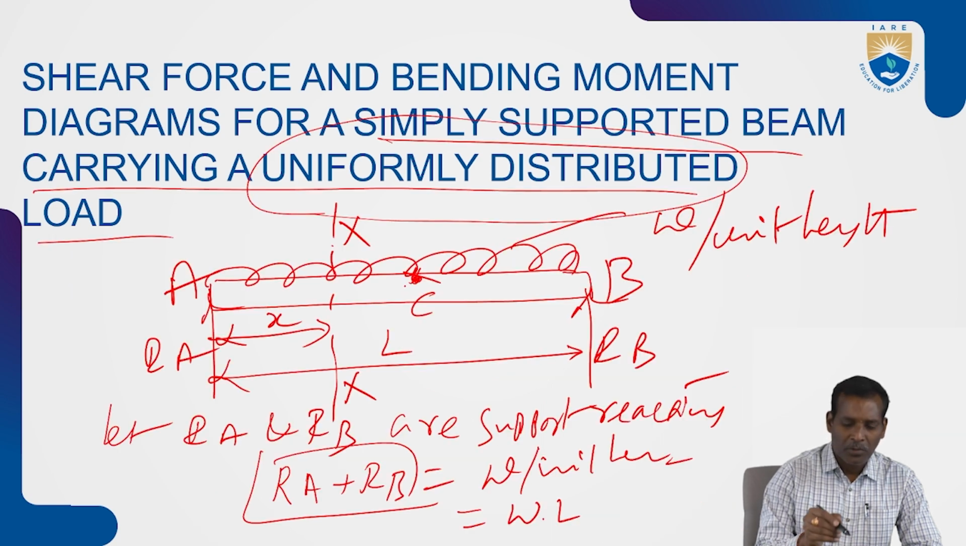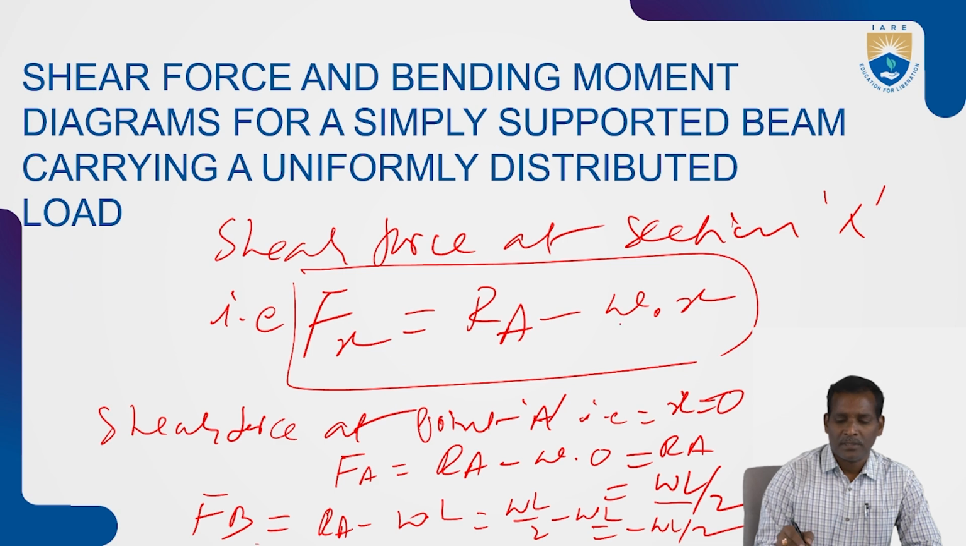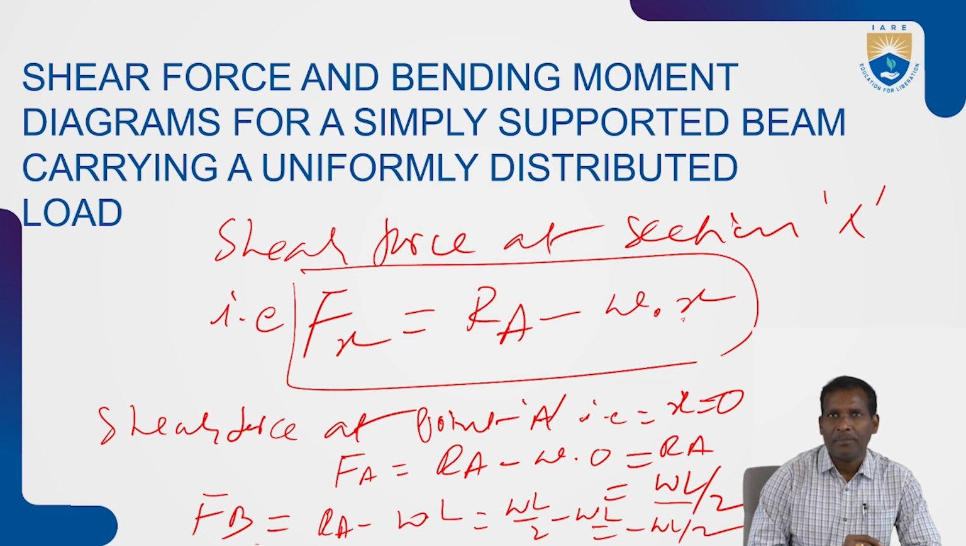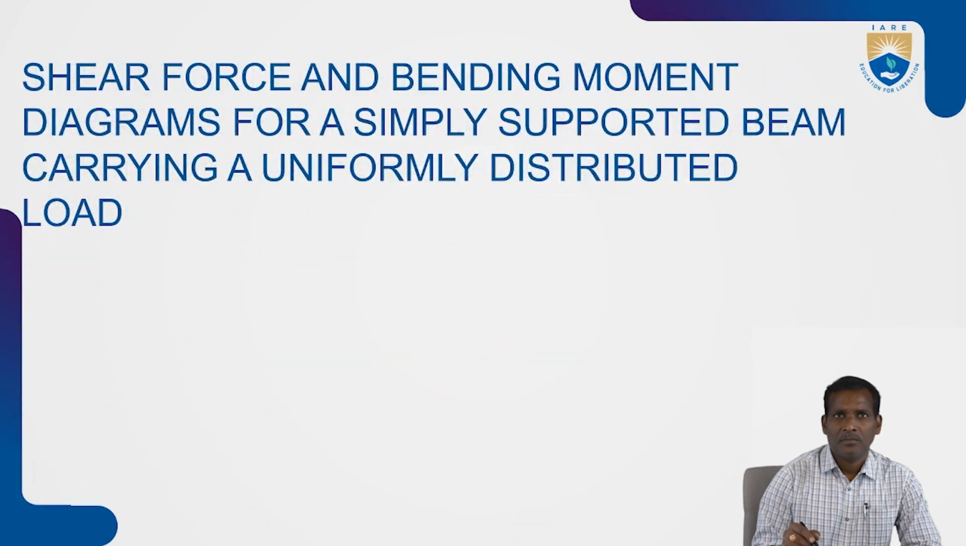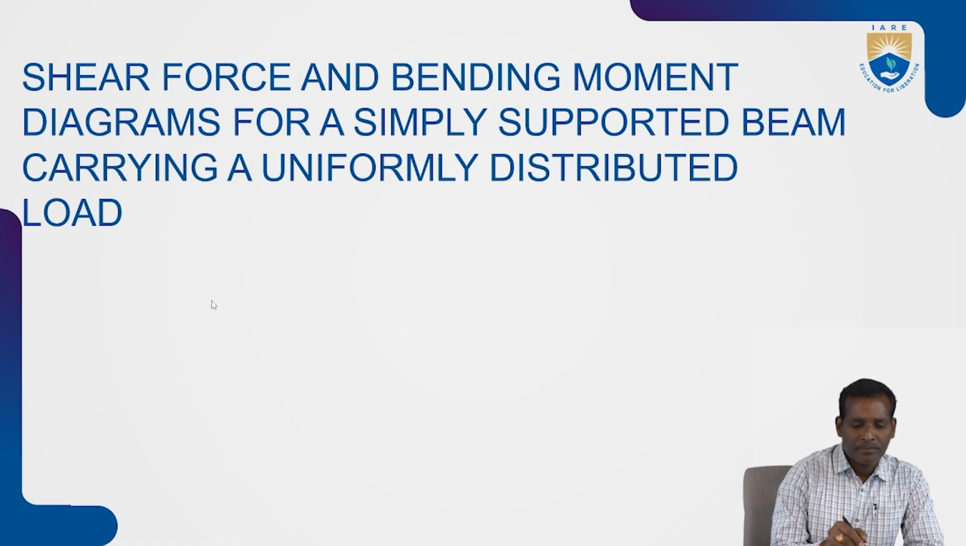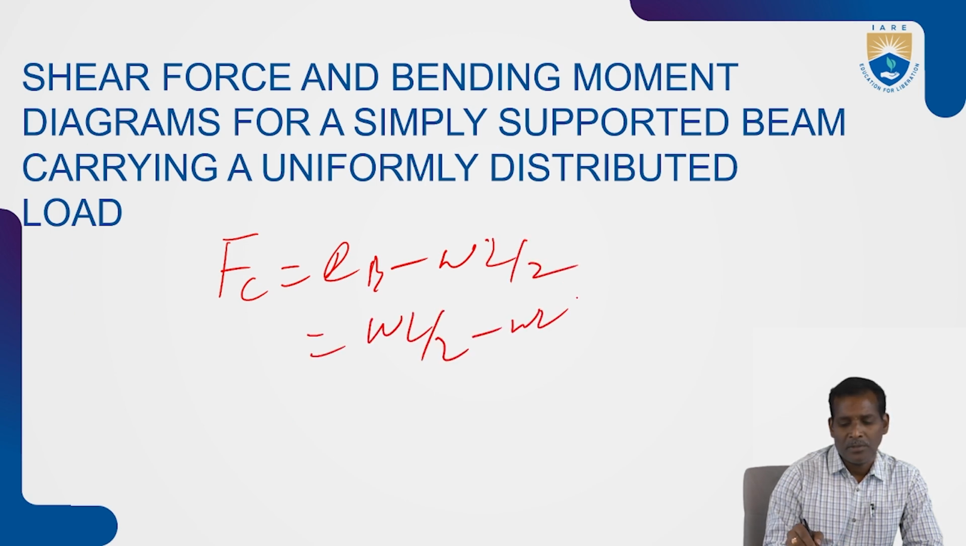At C, the shear force acting is, taking the distance L by 2, W into L. That is already written here: RA minus W into X. The X value is the distance from its left side, L by 2. So the shear force at this section C is RA minus W into L by 2, so WL by 2 minus WL by 2 equals 0.